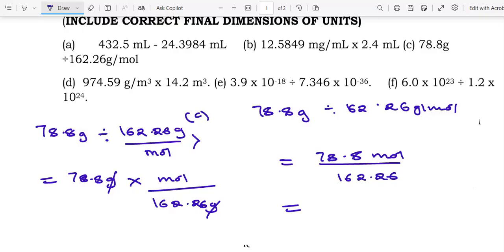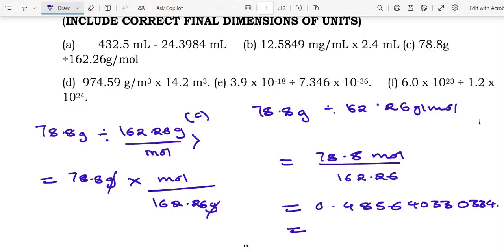Now dividing this into this, let me use my calculator. We divide 78.8 by 162.26. What a number of decimal places: 0.4856403303334, going like this.